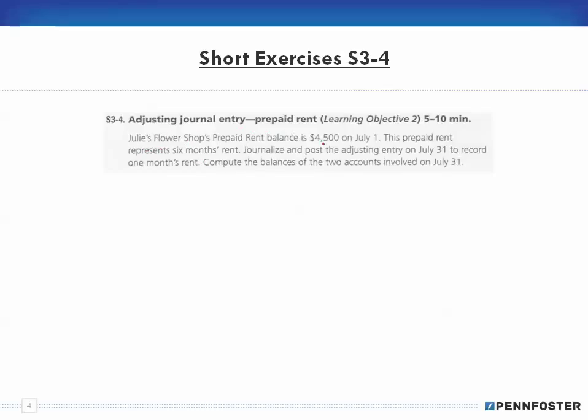Adjusting journal entry, prepaid rent. Julie's Flower Shop prepaid rent balance is $4,500 on July 1st. So on July 1st, the prepaid rent is $4,500. This prepaid rent represents 6 months of rent. And so July, August, September, October, November, December, January.